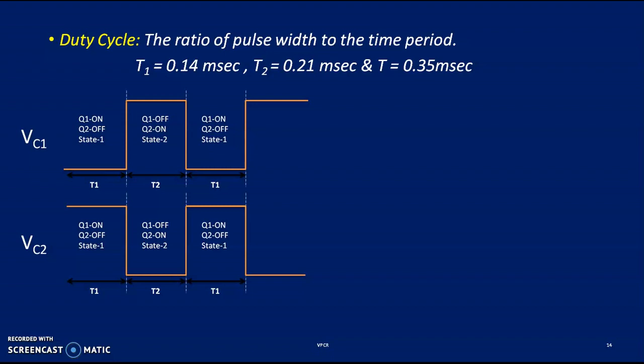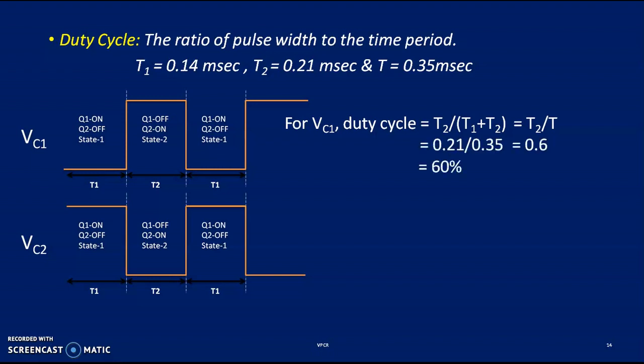So duty cycle is nothing but the ratio of the pulse width you are generating to the total time period. So for VC1 the duty cycle is T2 by (T1 plus T2). Why? Because when you look at VC1, the pulse width we are generating is T2. If you substitute the values, you get 0.6. If I mention that ratio in percentage, that is 60%.